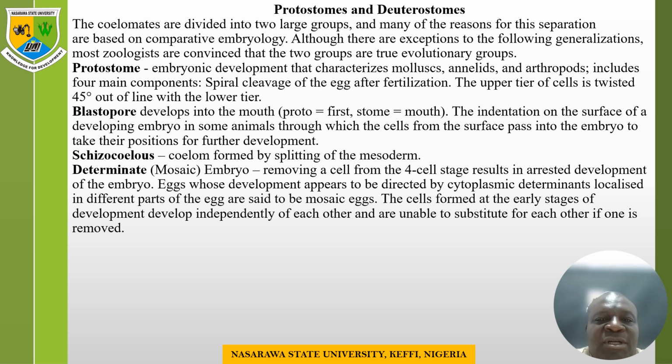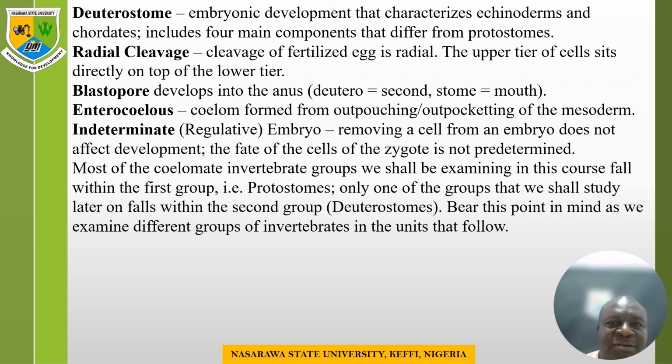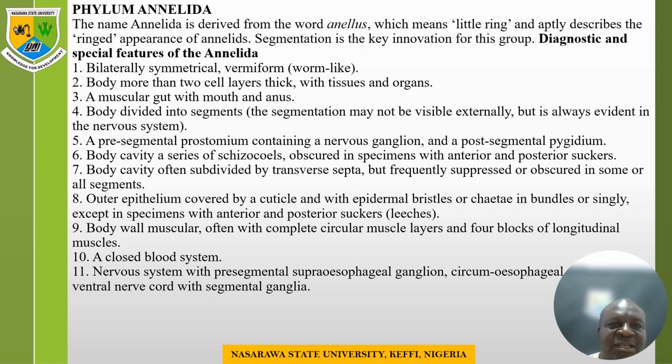Eggs are also developed directly from the cytoplasm that is localized in the organism. The deuterostome that I mentioned earlier has to do with the embryonic development characterized by the echinoderms and the chordates. This includes the four components that I just mentioned: the radial cleavage, the blastopore, the enterocoelous activities, and the intermediate that has to do with the regulative nature of the embryo at a point.